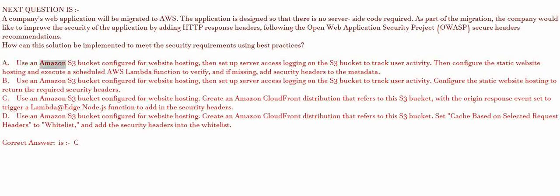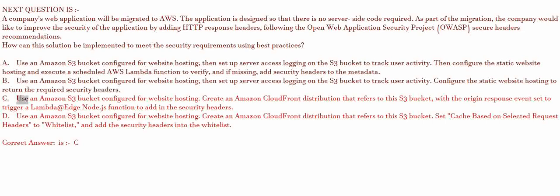A. Use an Amazon S3 bucket configured for website hosting, then set up server access logging on the S3 bucket to track user activity. Then configure the static website hosting and execute a scheduled AWS Lambda function to verify, and if missing, add security headers to the metadata. B. Use an Amazon S3 bucket configured for website hosting, then set up server access logging on the S3 bucket to track user activity. Configure the static website hosting to return the required security headers.